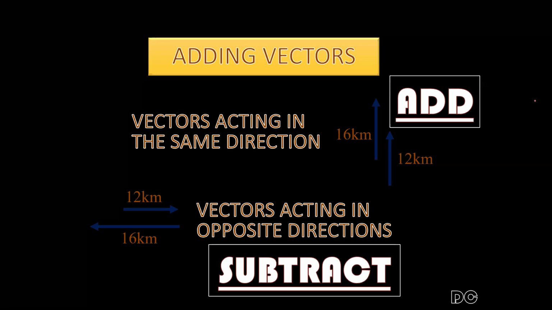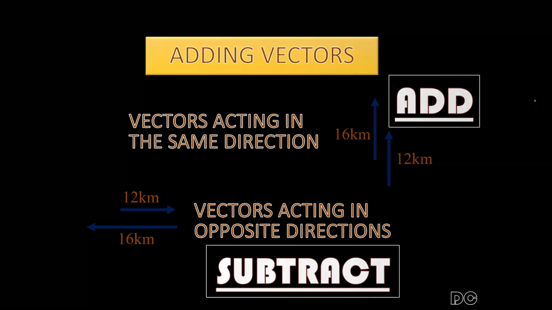So if we subtract two or more vectors, the answer should have the absolute value. Regardless if it is positive or negative, since we need the absolute value, it is always positive. So let's have an example.